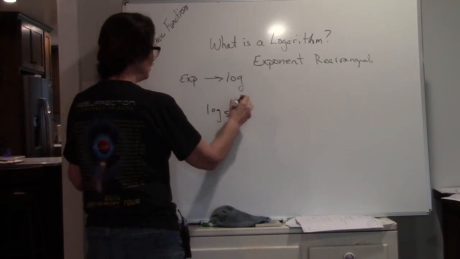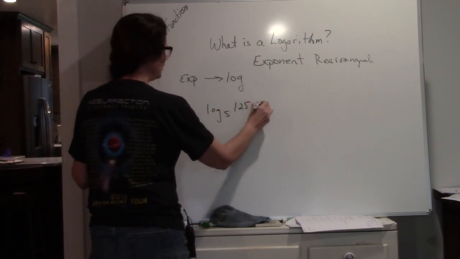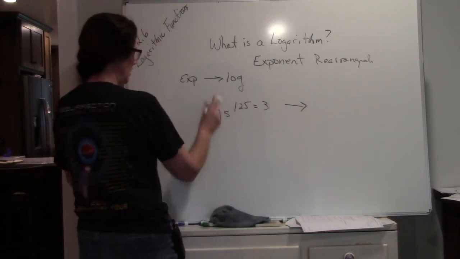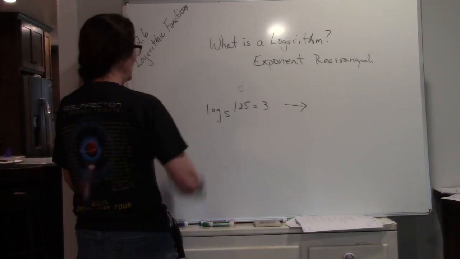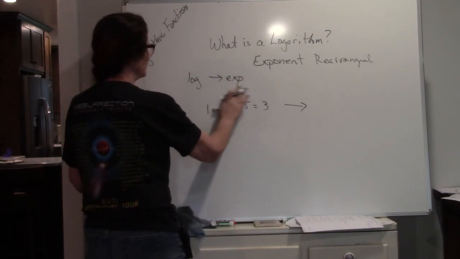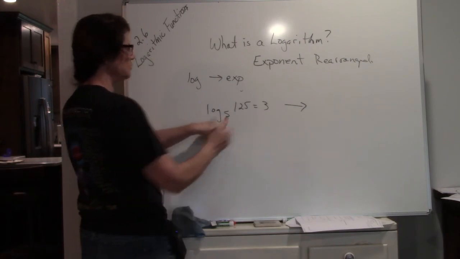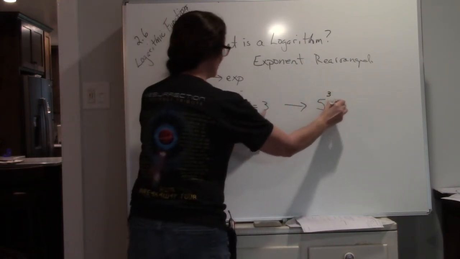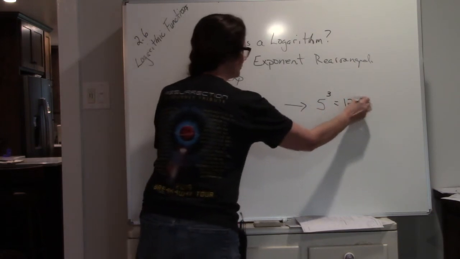So log base 5 of 125 equals 3. So it's given to you as a log. Now we're going to go log to exponent. Okay, so this is my base. This is my exponent. This is my total.